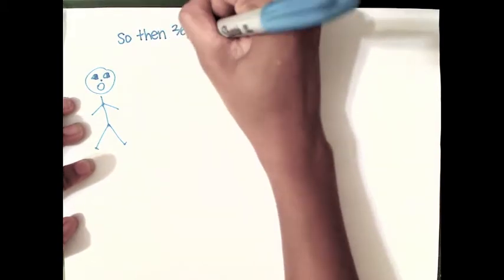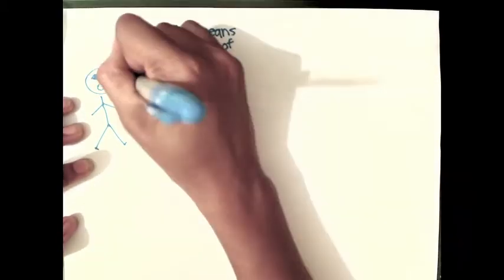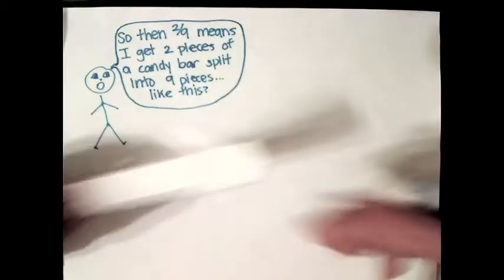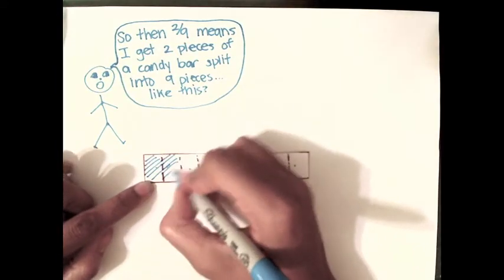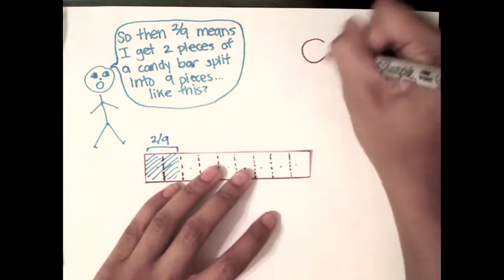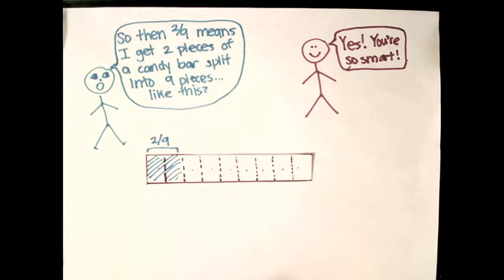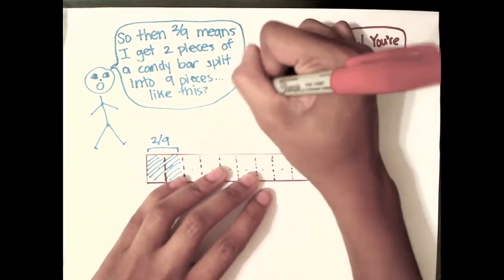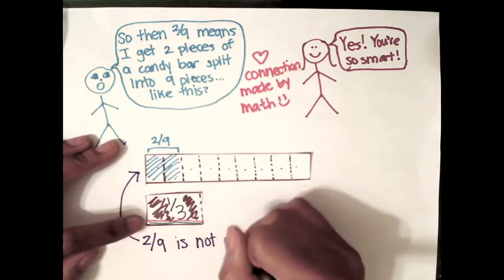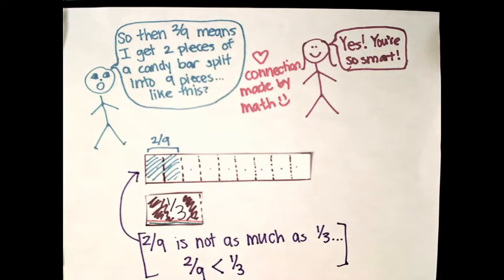So then if we have the fraction 2/9, that means that we have 9 equally sized pieces of a chocolate bar, and we're going to keep 2 of those pieces. That will look like this. I have 9 pieces, and I'm going to keep 2 of them. So in any fraction, the denominator tells us how many equally sized pieces we chop the chocolate bar into, and the numerator is how many pieces we keep for ourselves. You can see that 2/9 is less than 1/3 because the chocolate bar is smaller.